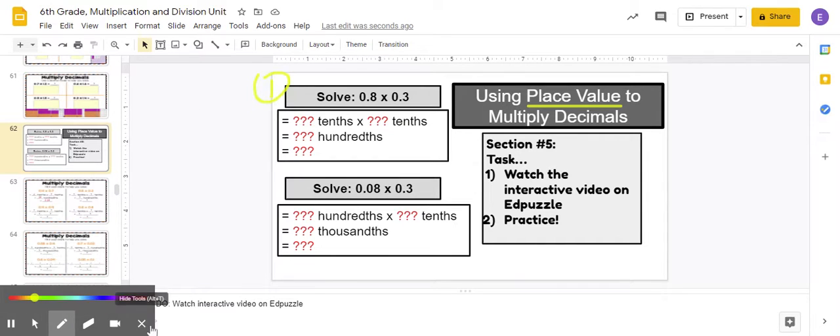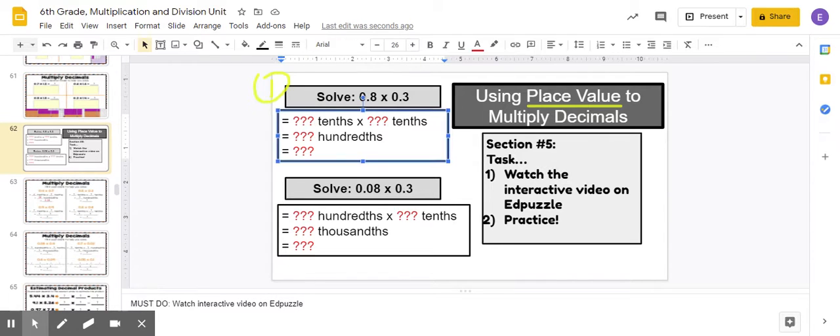So we're going to take our 8 tenths. Let me get the clicker thing. And we're going to say that we have 8 tenths. Okay, it's no longer a mystery. And we have 3 tenths.